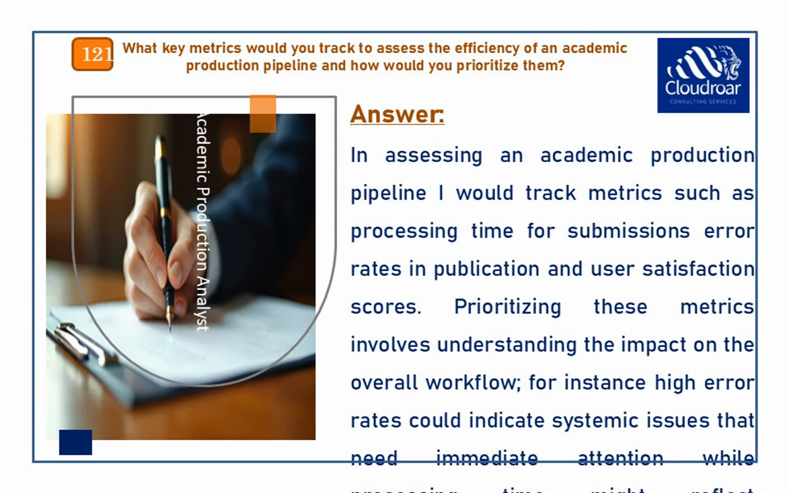Prioritizing these metrics involves understanding the impact on the overall workflow. For instance, high error rates could indicate systemic issues that need immediate attention, while processing time might reflect operational bottlenecks. Additionally, user satisfaction helps gauge the effectiveness of the pipeline from the end-user perspective, ensuring that improvements align with user needs.